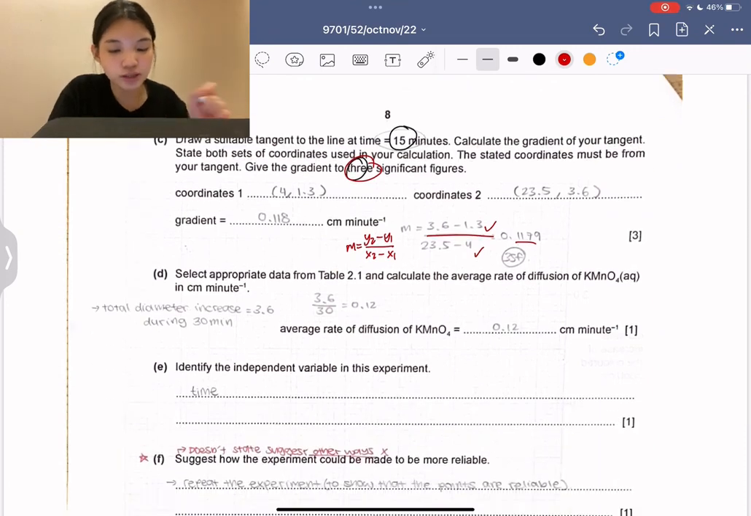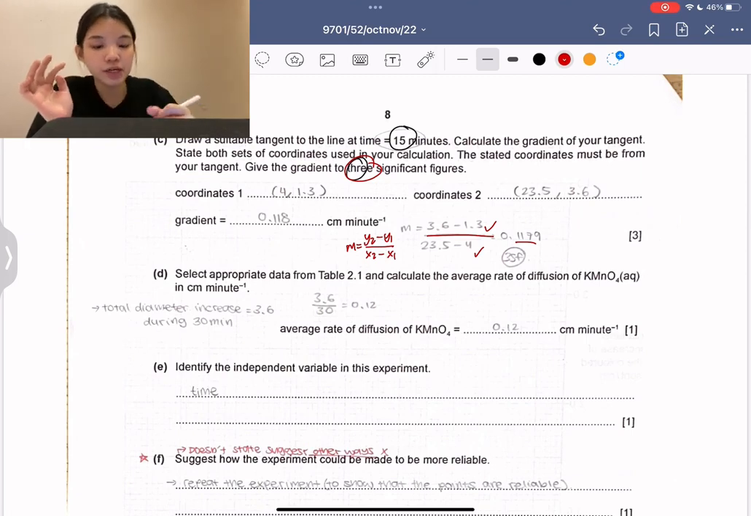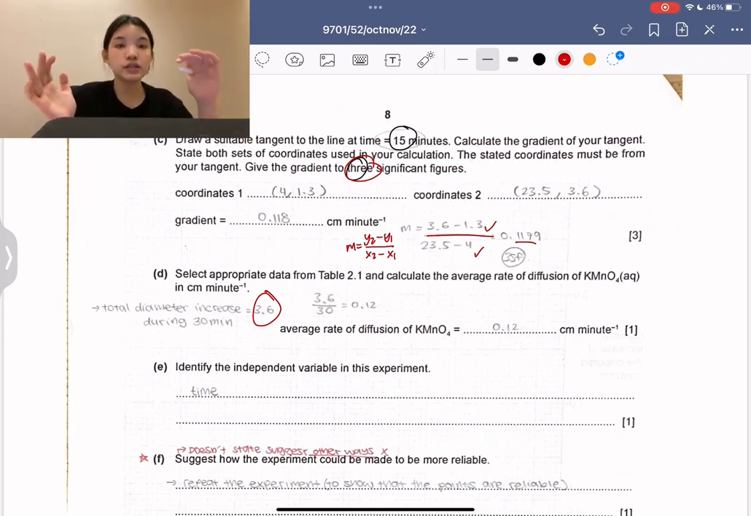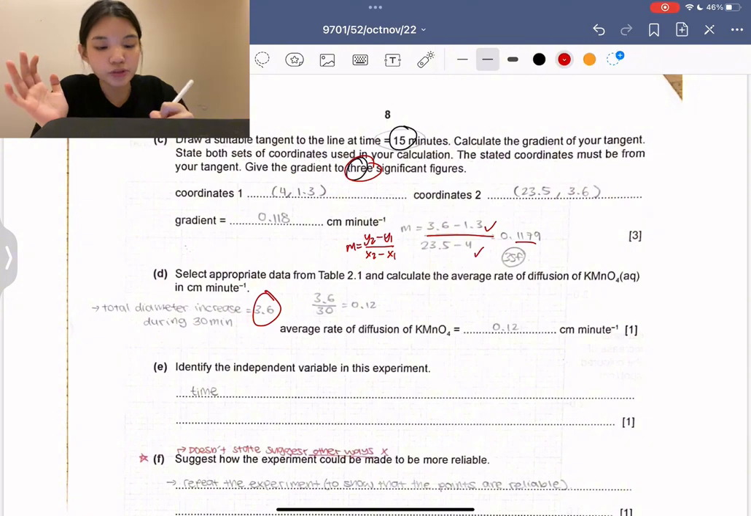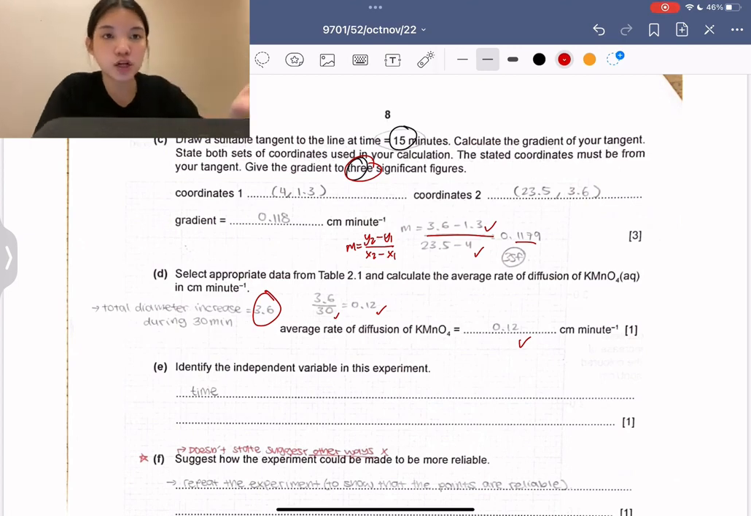So in order to calculate the average rate of diffusion of KMnO4, you divide the total diameter increase by the time given. So total diameter increase up to the maximum is 3.6. So it reaches 3.6 diameter increase during a 30 minute span. So 3.6 divided by 30 minutes becomes 0.12. So 0.12 centimeter per minute is the rate of diffusion of KMnO4.